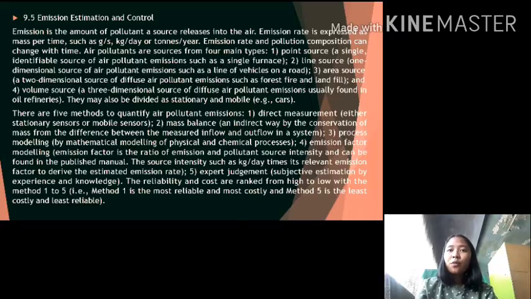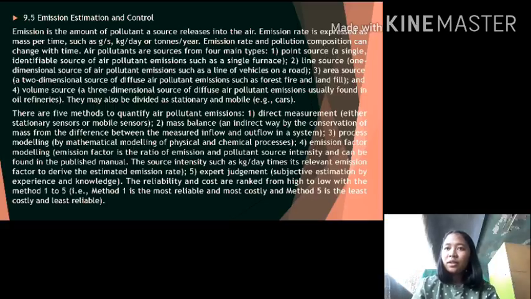9.5 Emission estimation and control. Emission is the amount of pollutant a source releases into the air. Emission rate is expressed as mass per time, such as gram per second, kilogram per day, or ton per year. Emission rate and pollution composition can change with time. Air pollutants are sourced from four main types.